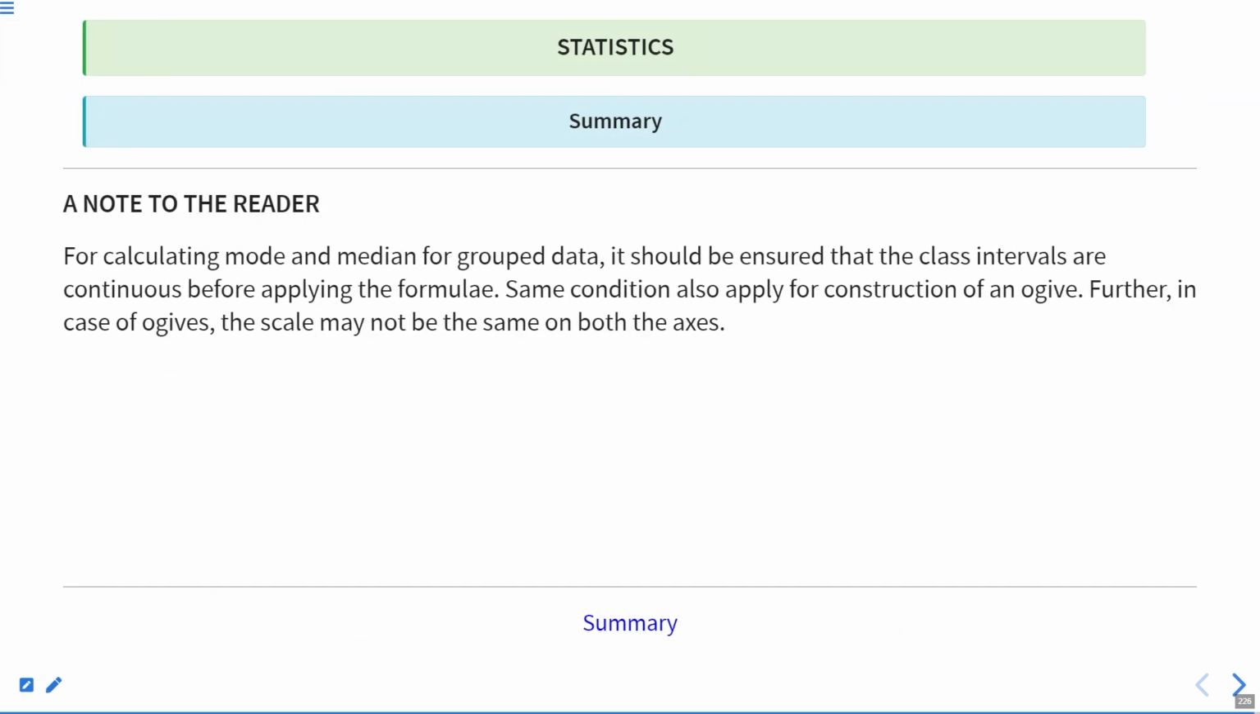Okay, a note to the reader: for calculating mode and median for grouped data, it should be ensured that the class intervals are continuous before applying the formula. The same condition also applies for the construction of an ogive. Further, in the case of ogives, the scale may not be the same on both axes.